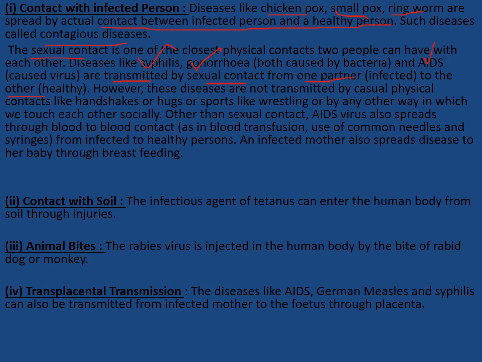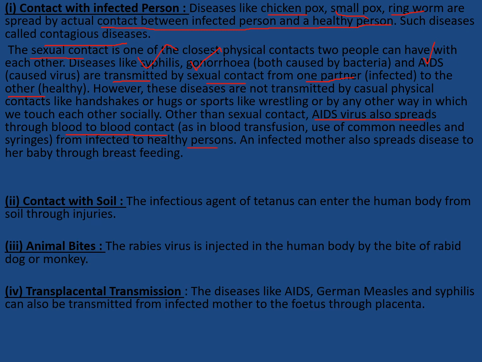Other than sexual contact, the AIDS virus also spreads through blood-to-blood contact, that is, transfusions of blood from one person to another person. It can also transfer through blood transfusion and the use of common needles and syringes from an infected to a healthy person.